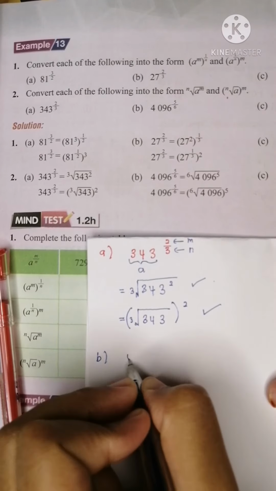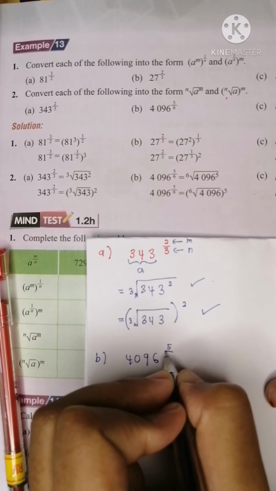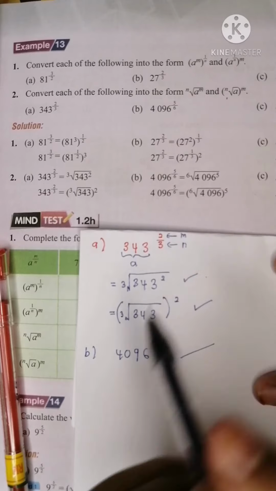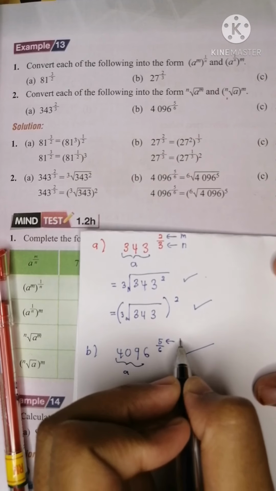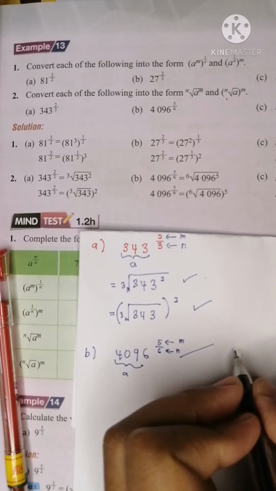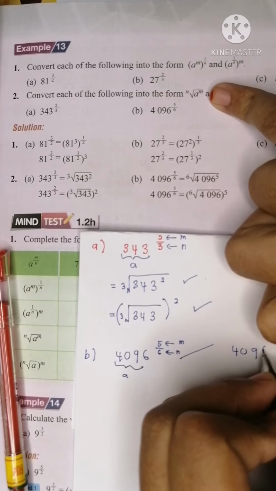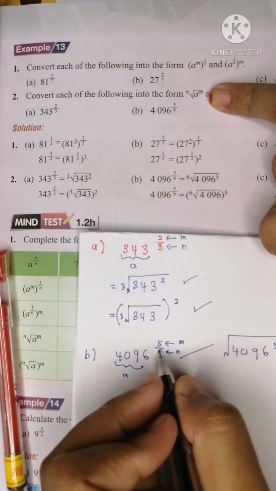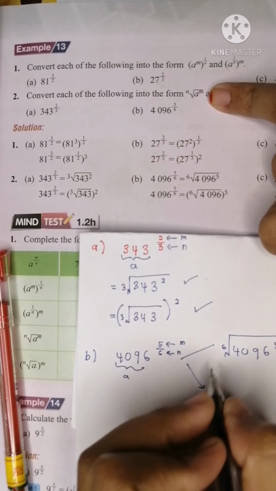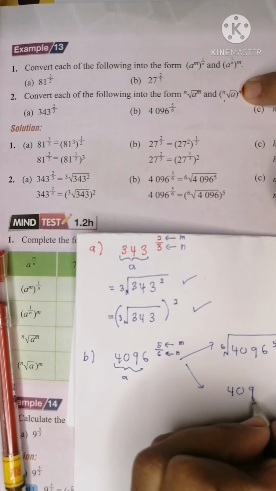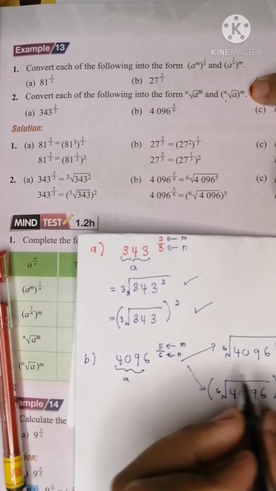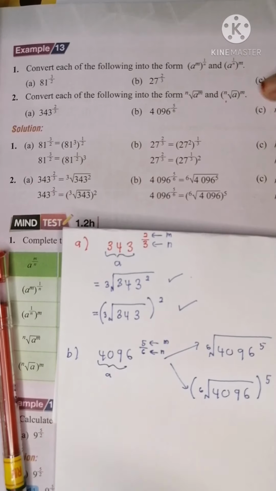For B, 4096 to the power of 5 over 6. So you need to change it into this one. This is the A, this is M, this is N. So look at A here, 4096. M, where's M? M is 5. And then roots, what is the root? 6. Like this. Another one, this form, 4096. What is the root? 6. And then in bracket, M, what is the M? 5. Okay, like that. That's it.